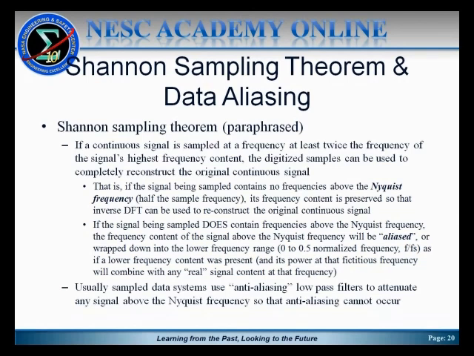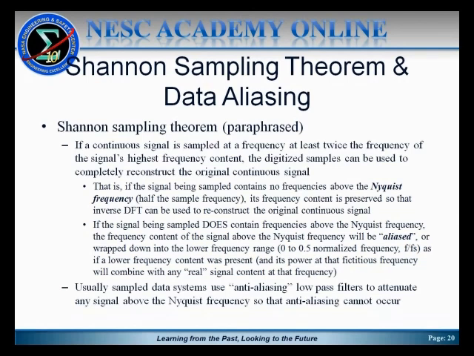However, if the signal being sampled does contain frequencies above the Nyquist frequency, the frequency content of the signal above that Nyquist frequency will be aliased, meaning it will be wrapped down to lower frequencies, and it will be as if a phantom signal at a different frequency has appeared.